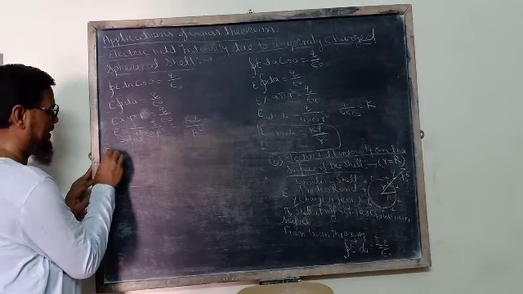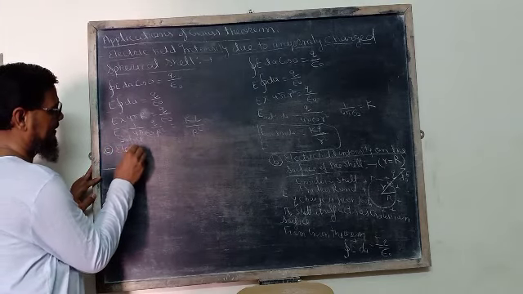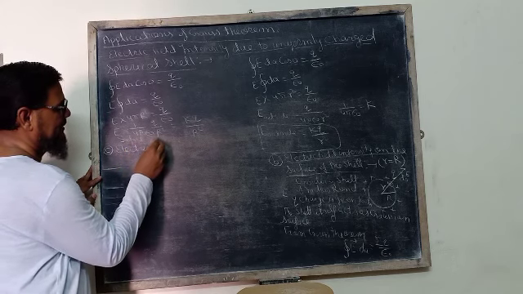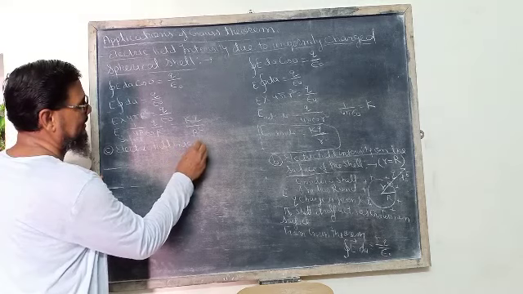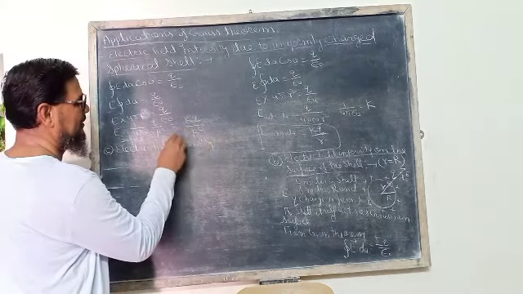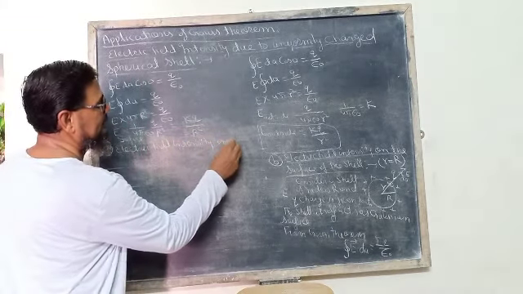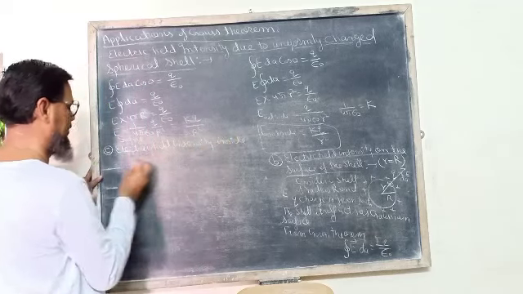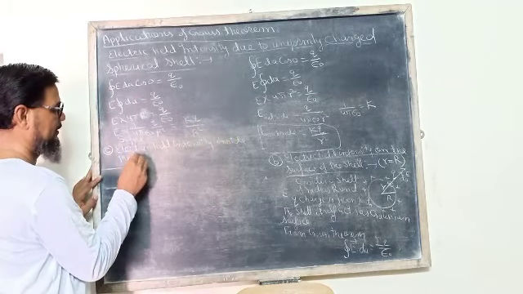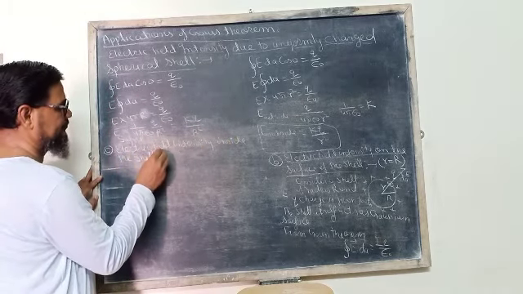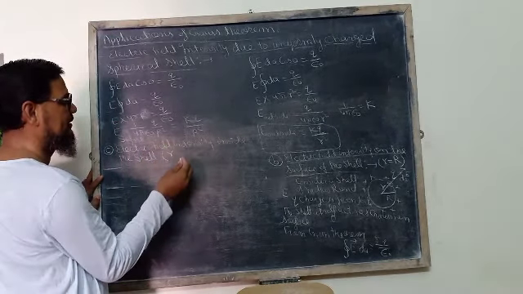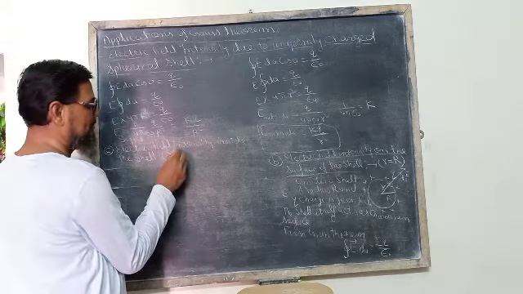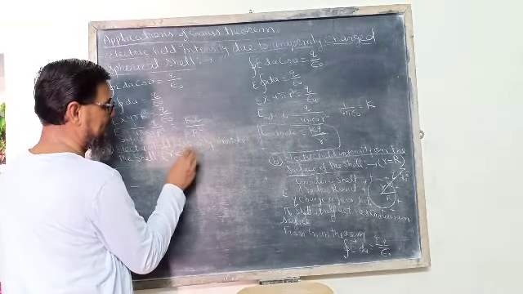The third and last case, electric field intensity inside the shell. In this case, if we consider the point P inside the shell, it means small r is less than capital R.